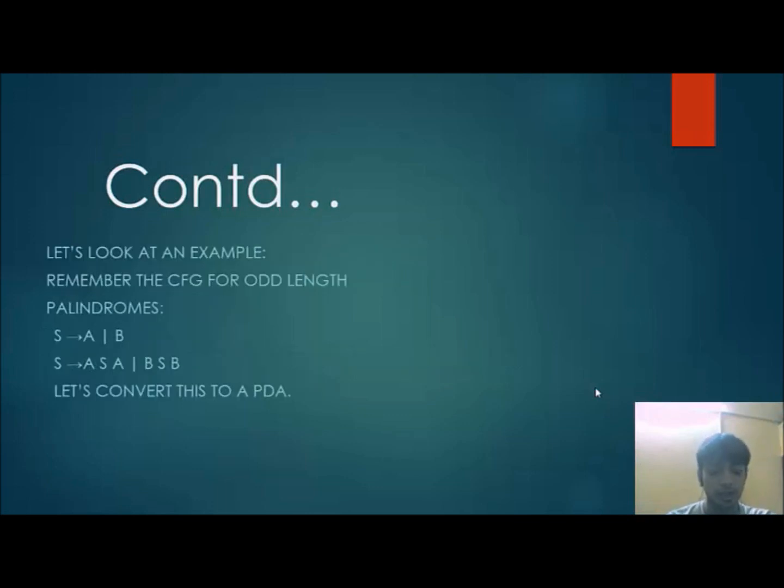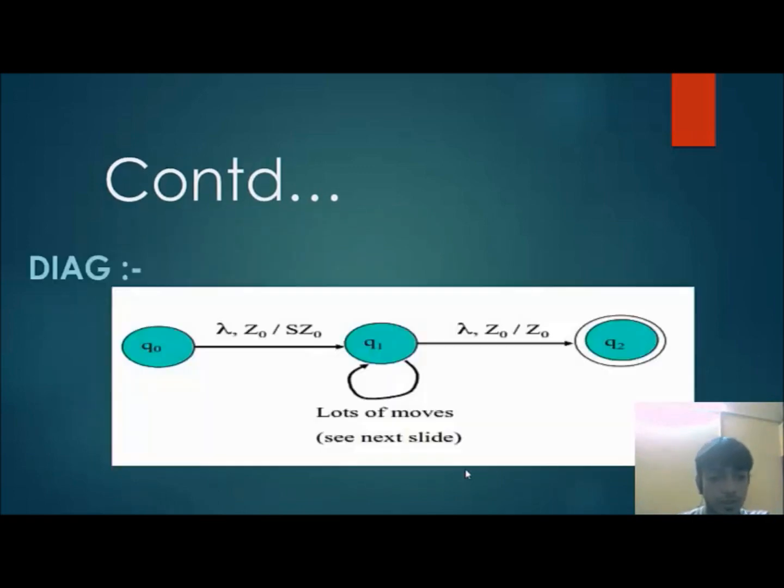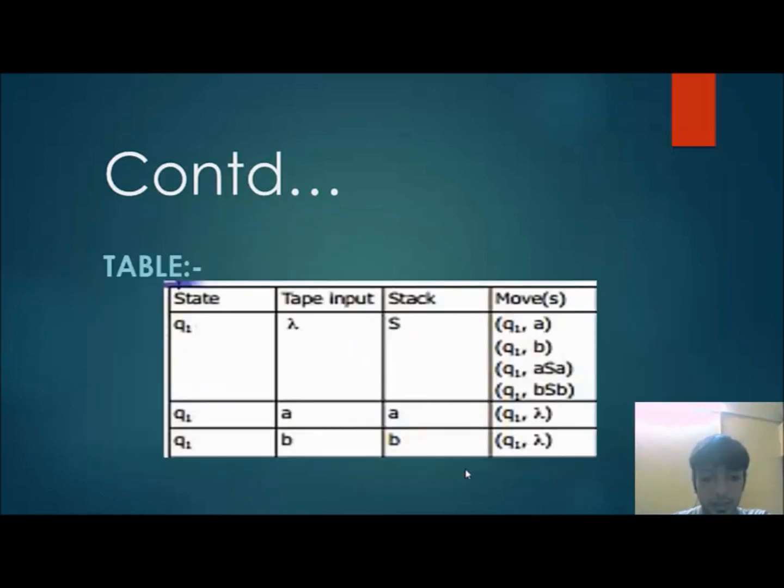Let's look at an example. Remember the CFG for odd length palindrome. We are going to convert this into a PDA. So M is defined with Q, sigma, and F. Now the diagram of this grammar is shown here. Q naught is the initial state, Q2 is the final state, and Q1 is the intermediate state.